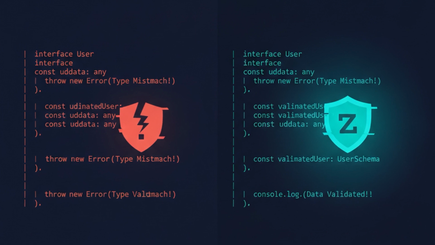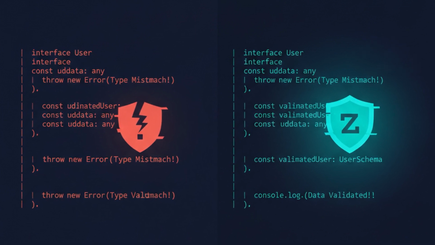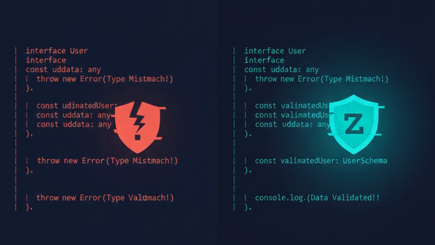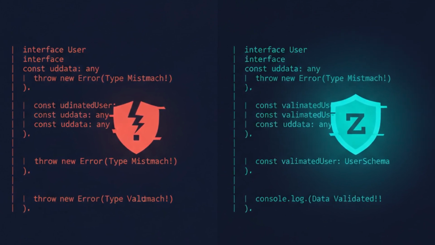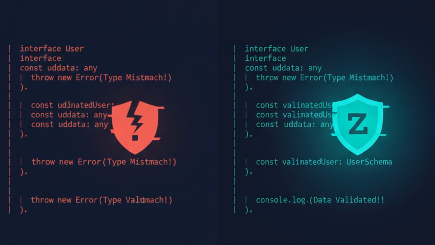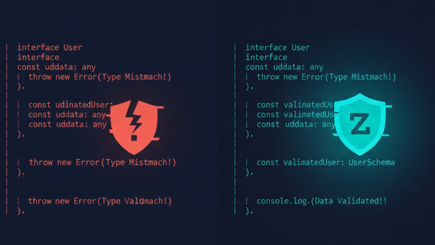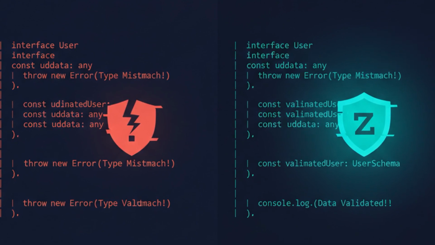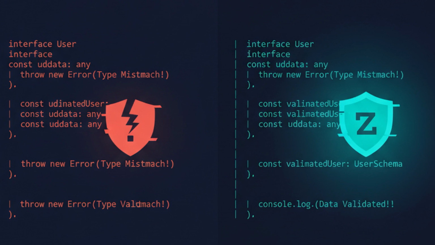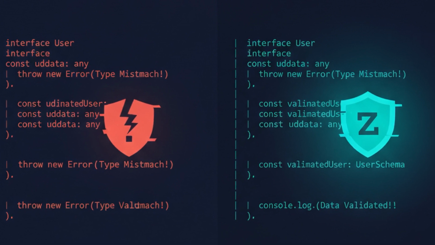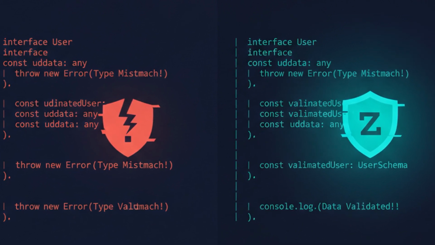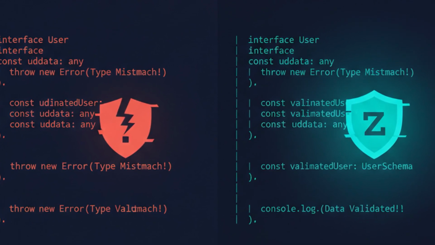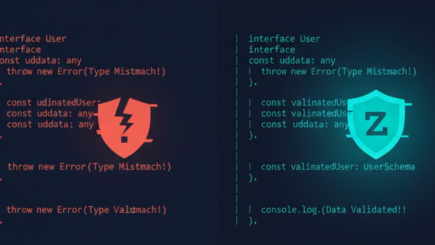Your TypeScript types are a lie. Not always. But the second your code hits production, every type annotation you wrote simply disappears. That API you trust to return a user object? At runtime, TypeScript has no idea what's actually coming back. It could be null, it could be an error string, it could be garbage, and your perfectly typed code will happily crash. Today we fix that gap forever.